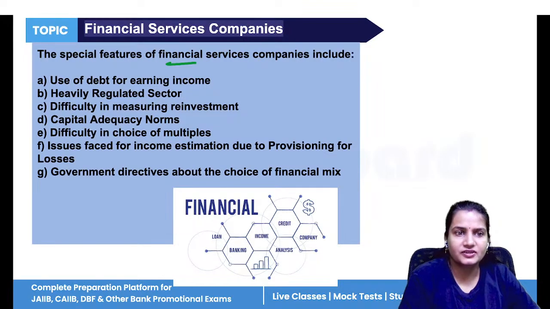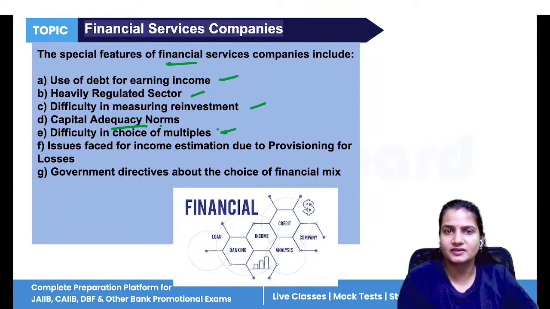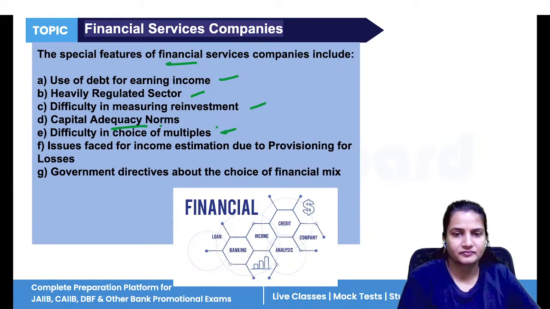So what are the features? Use of debt for earning income, a highly regulated sector, difficulty in measuring reinvestment. These companies also have to maintain capital adequacy norms, the CRR ratio and risk-weighted assets. There is difficulty in choice of multiples, since these companies are difficult to compare. They have to maintain a lot of provisioning for their losses, and the government is also involved.